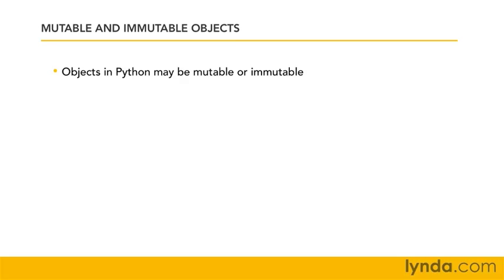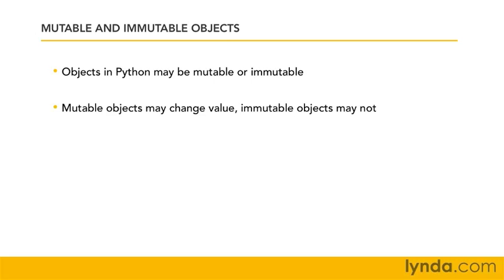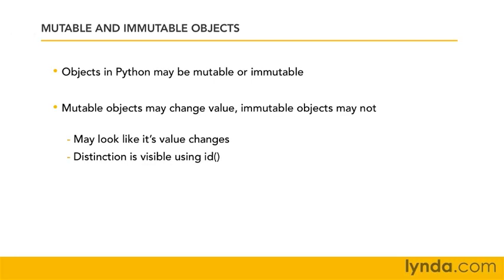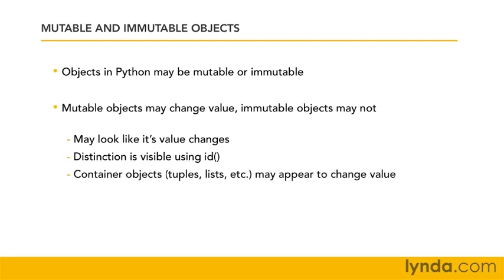Objects in Python may be mutable or immutable. Mutable objects may change value. Immutable objects may not. Some immutable objects at times may look like they're changing their values. They're not actually changing their values, though. The distinction is visible using the ID function. Integers, container objects, strings, things like these may appear to be changing values when they're not.